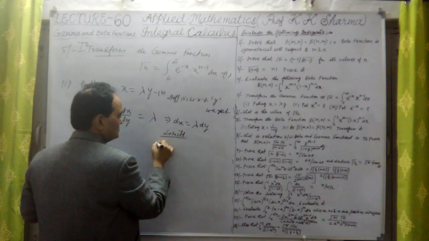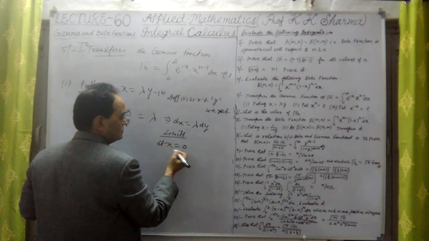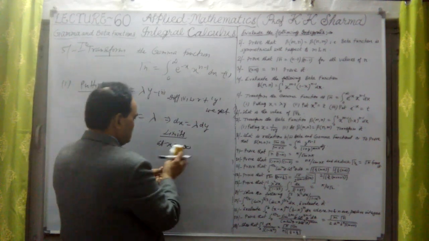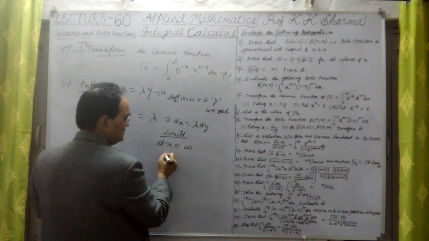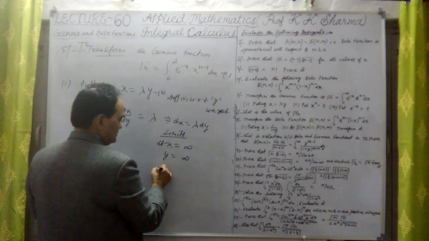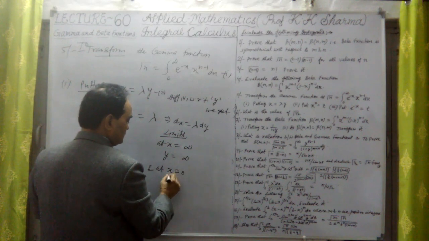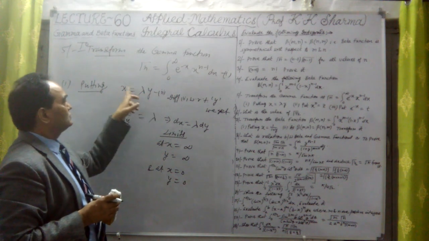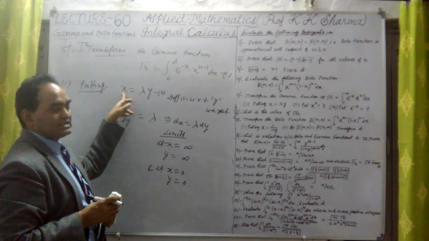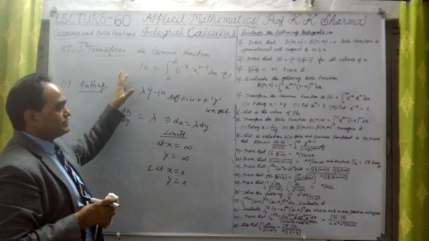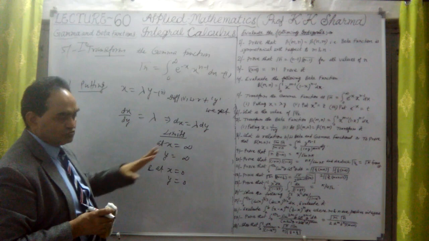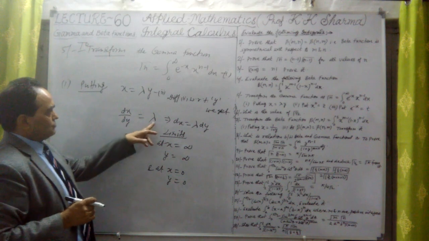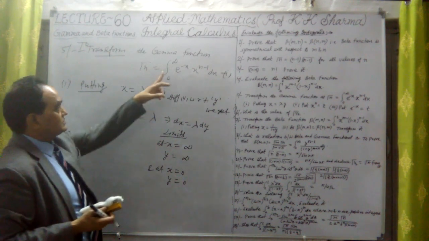Let me calculate the limits. At x equal to infinity, y is also infinity. And at x equal to 0, y is also 0. Why? Because if I put 0 here, then y is equal to 0 upon lambda, which is 0. And when x is infinity, y is infinity upon lambda, that is infinity. So the same limits are there, they are not changing. So what do we get here? Let me write this gamma function.